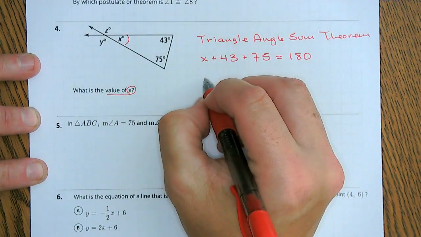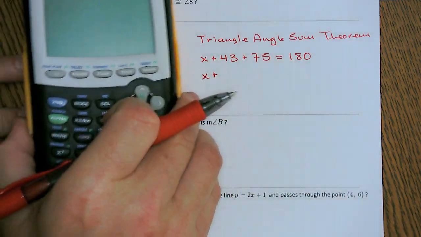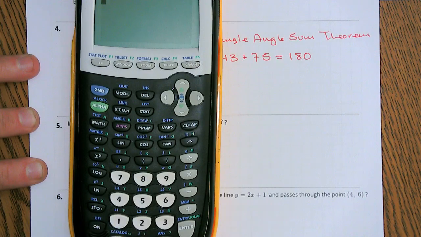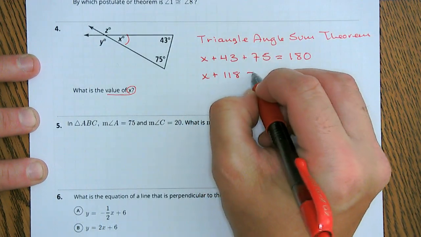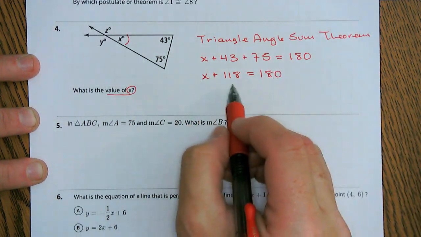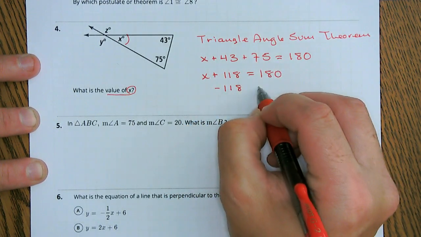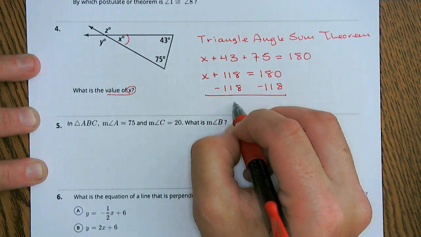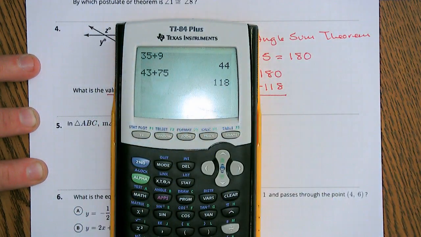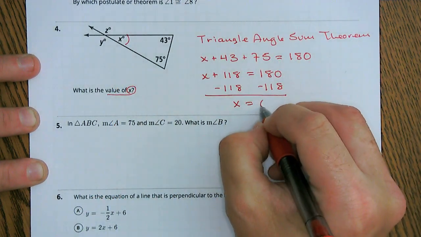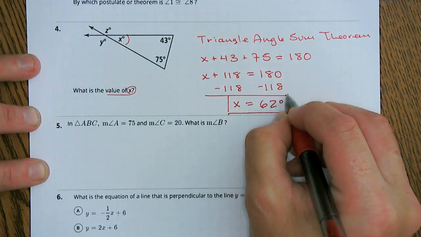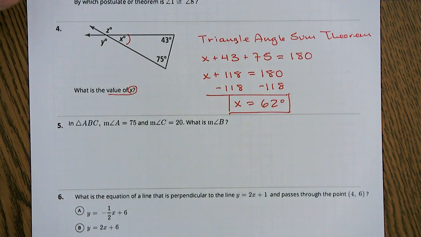So let's combine our like terms. So x plus, well, 43 and 75. 43 plus 75, that's 118. Okay, 118, and that's equal to 180 altogether. But let's get that x by itself by subtracting 118 from both sides of our equation. So our x is going to be 180 minus 118. In this case, we're going to get 62. So we get 62 degrees. Put a box around it because we're done. Let's take a look at our next one.